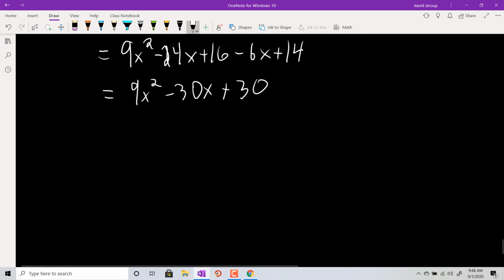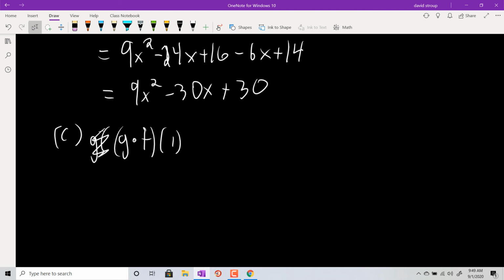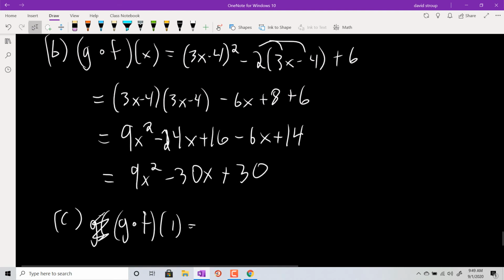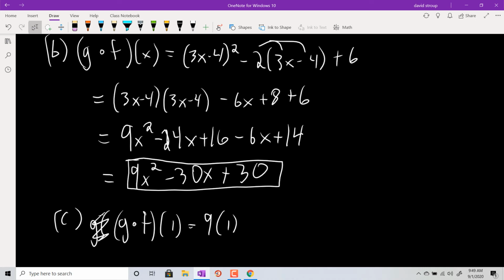Okay. Some other problems, they want you to do some evaluations. So g of f of 1. Okay. So long as 1 is in the domain, you can use the simplified expression for g of f of x. So all I have to do is put 1 into that expression I just put in the box. Okay, so that would be 9 times 1 squared minus 30 times 1 plus 30.